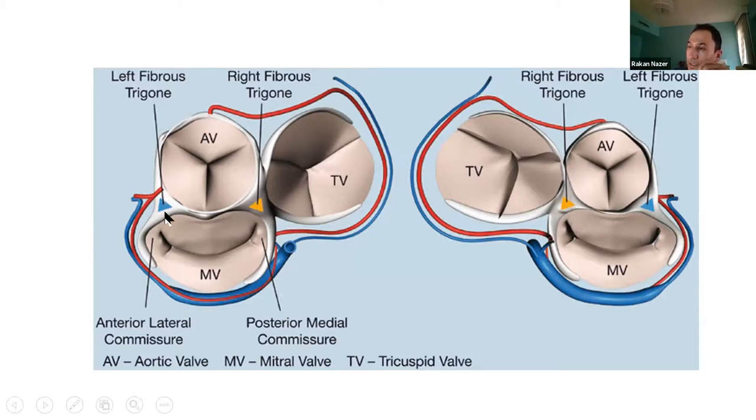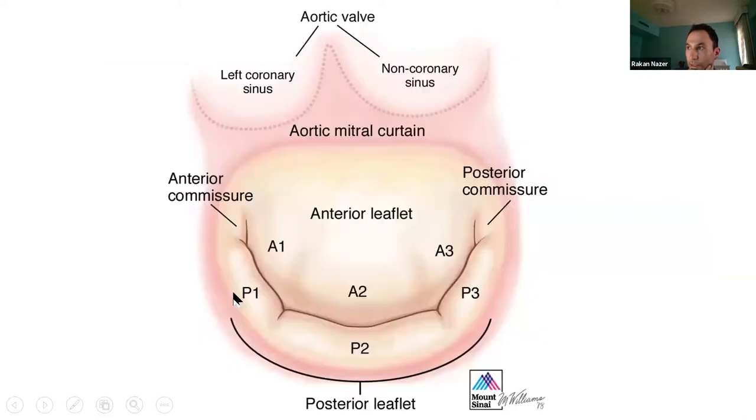Now, if you have a left dominant circulation, then that circumflex is going to wrap around the posterior annulus of the mitral valve. And if you're doing any serious mitral repair in a left dominant circulation, then you need to be careful in that area.